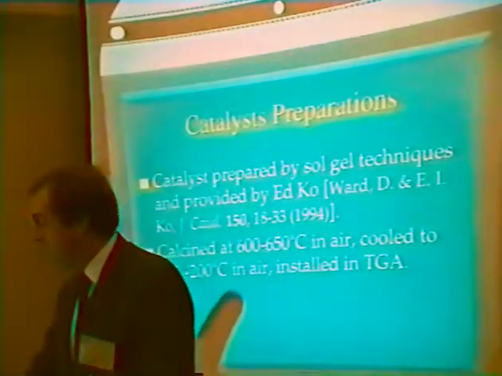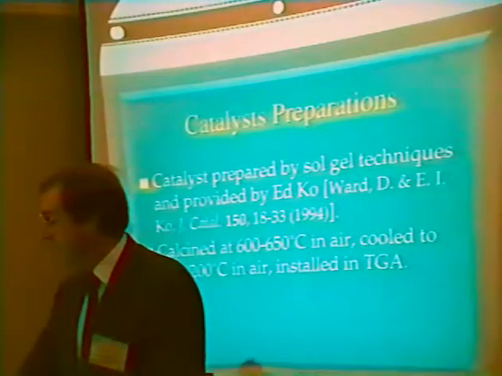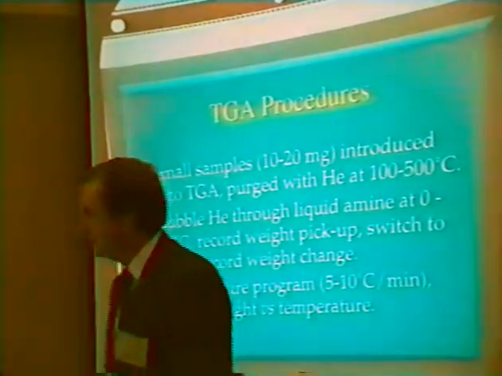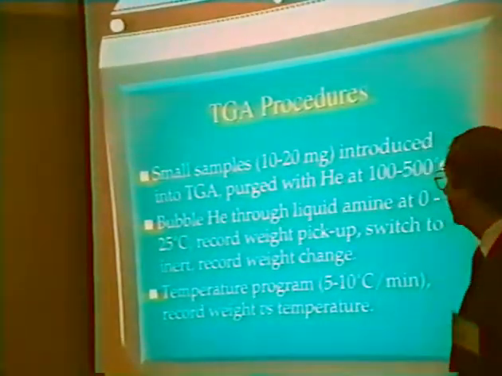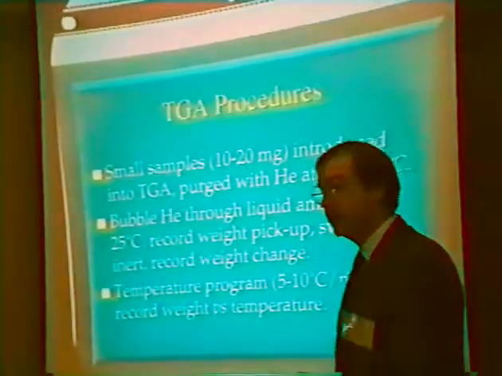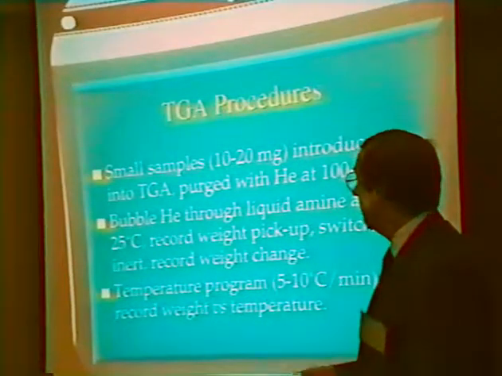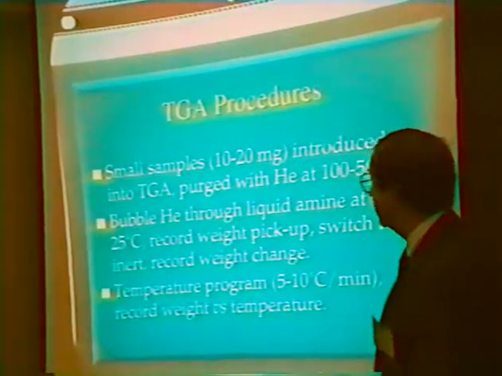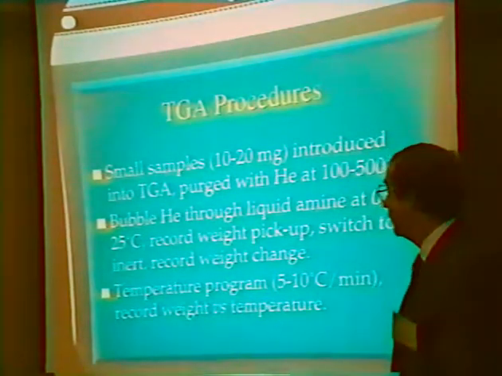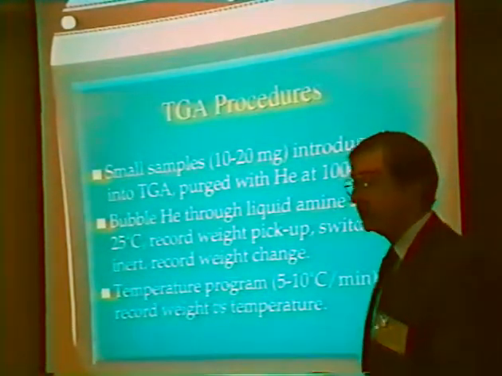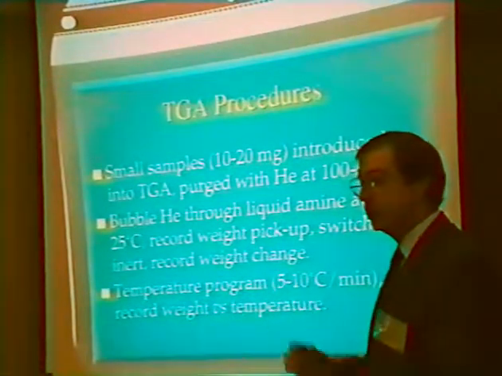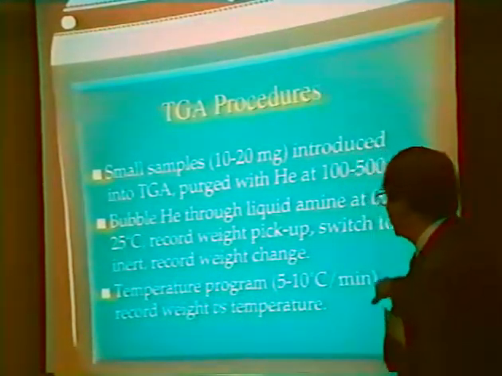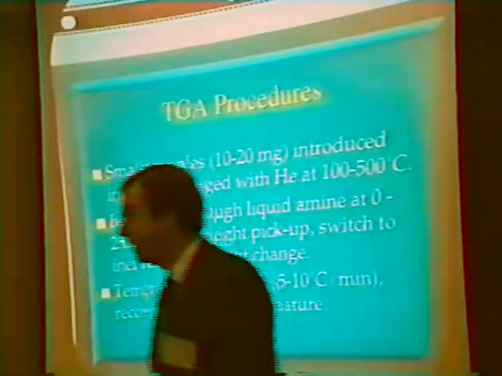And these catalysts were all calcined between 600 and 650 degrees centigrade in air and cooled. The procedure, as I mentioned before, is we use small amounts of the sample, which are first heated to 500 degrees C and then cooled back down in helium. Helium is directed through a bubbler containing the amine, between the ice point and room temperature. We would record the weight pickup and switch back to just inert only, and then record the weight change with purging of weakly bound material. And then the temperature program would be started, and the weights recorded as a function of time and temperature.